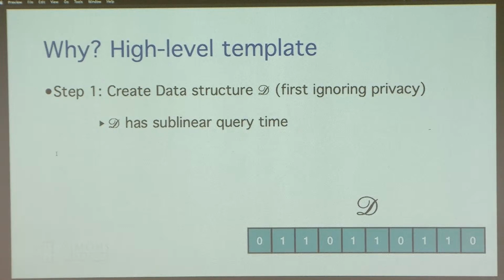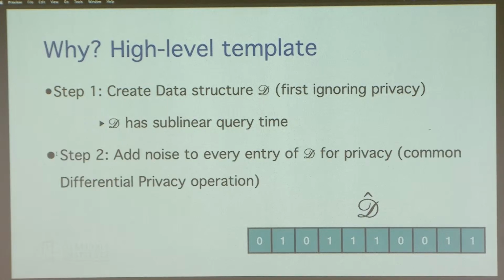Intuitively, when we think of a data structure, we think of an array of random numbers, and we can interact with this array. That's the mental model of a data structure that we have. And then let's say we want to convert it into a private algorithm.